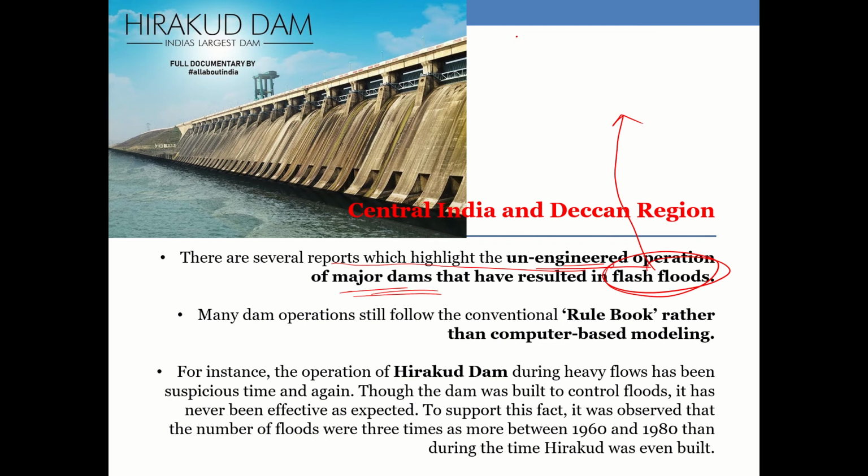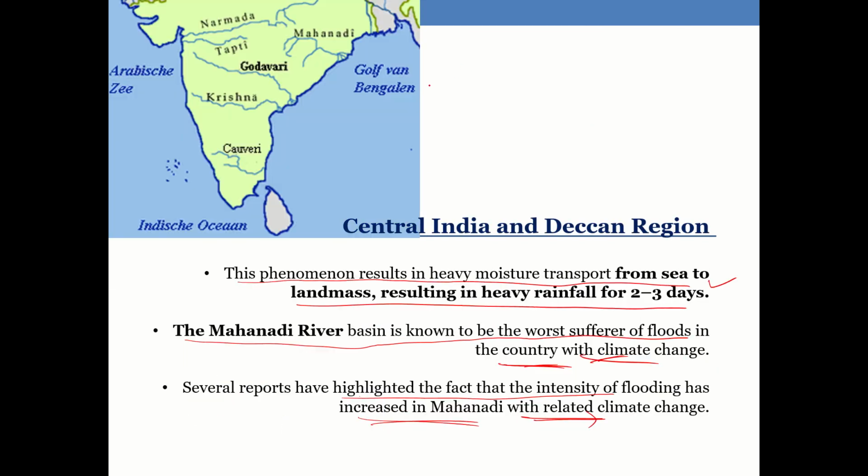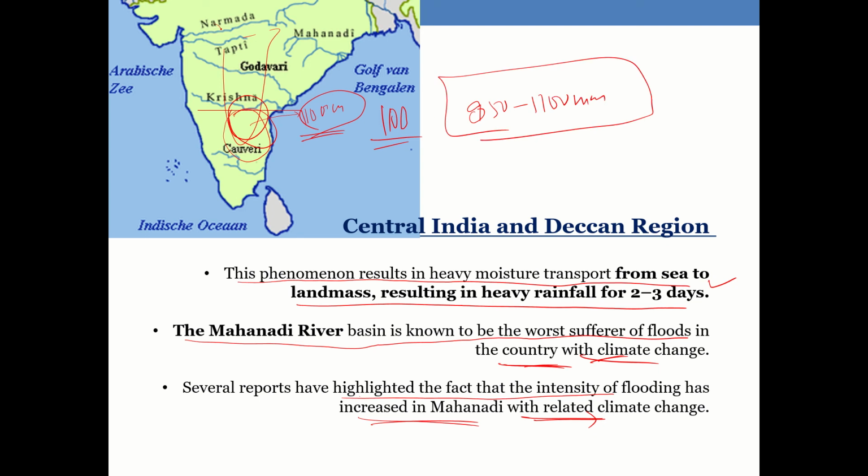For example, let's say we have this terrain, and on an average we receive an annual rainfall of, let's say, 1000 or 1100 millimeters for this particular region. If you see the Indian regions, we can say 850 to 1100 millimeters of rainfall that we receive for almost all the parts of the country.